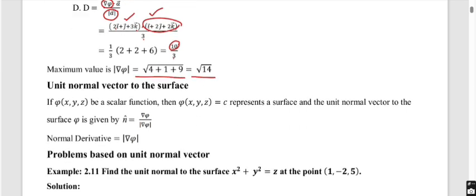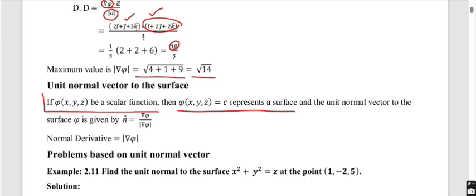Then the next topic is unit normal vector to the given surface. We take phi as a scalar point function, then phi of x comma y comma z equal to c represents a surface. The unit normal vector to the given surface phi is n cap equal to del phi by modulus of del phi.